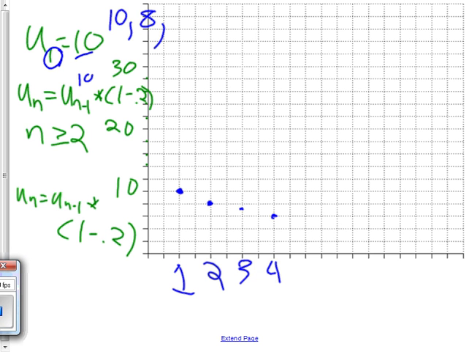Yep, because that's the definition of a recursive thing, is that to find the term that you're looking for, you need the term in front of it. So if I'm looking for my second point, I need the first point, and they've given that to us. If I'm looking for my third point, then I take what I found from the second point, and I can plug that in. Does that make sense?